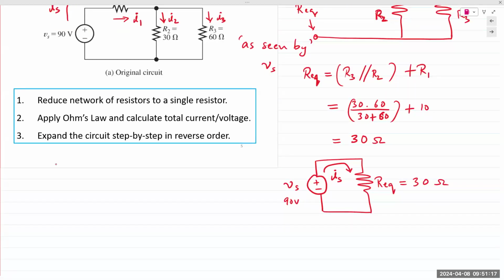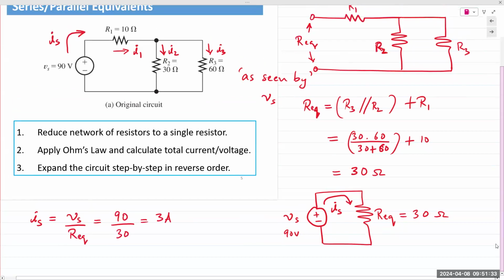So Is from Ohm's law can be determined as Vs over Req, which gives me 90 over 30, 3 amps. 3 amps, right? Also, the voltage across Req would be the same as Vs because they're connected in parallel.